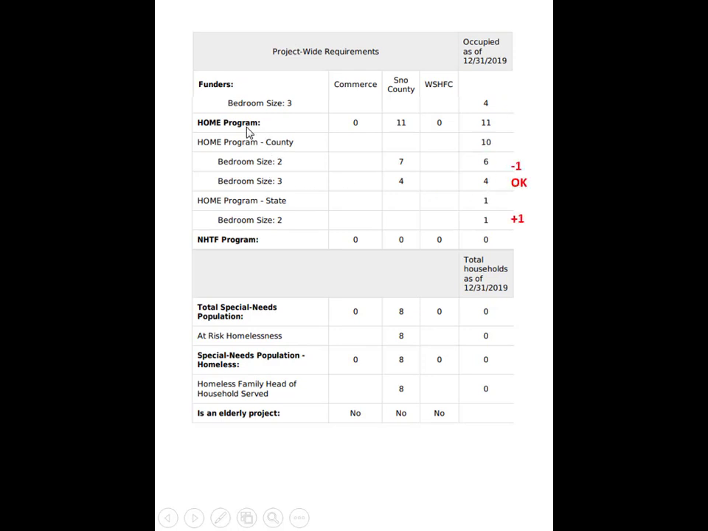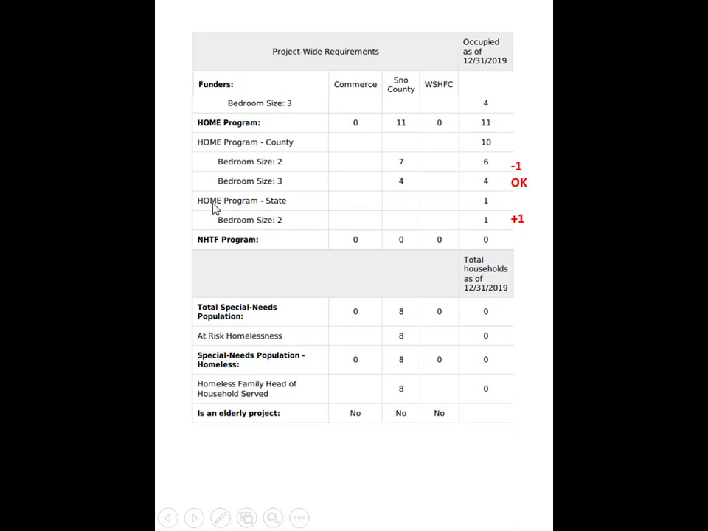And then we will look at the HOME set-asides. So HOME units are specific to a funder. On this property, it happens that they've received HOME money from the county. So the county is requiring 7 2-bedrooms and 4 3-bedrooms. The property has 6 2-bedrooms and 4 3-bedrooms, which means they're short 1 2-bedroom unit.